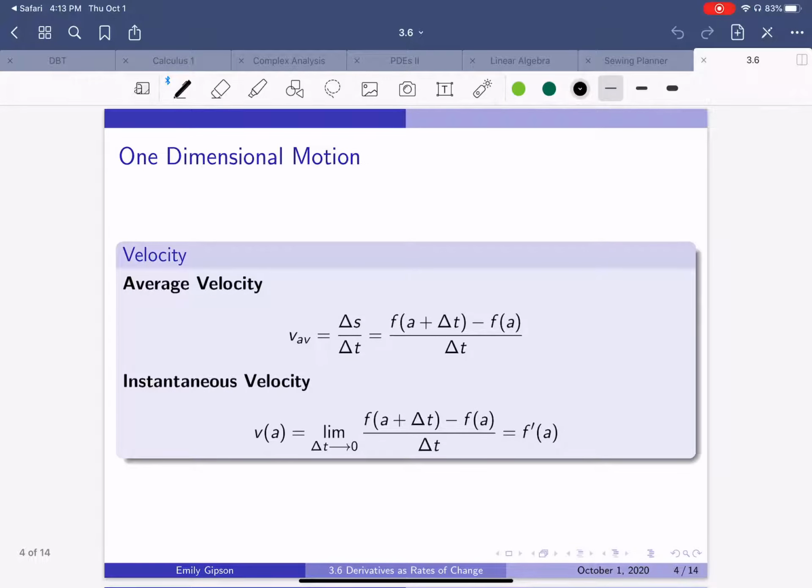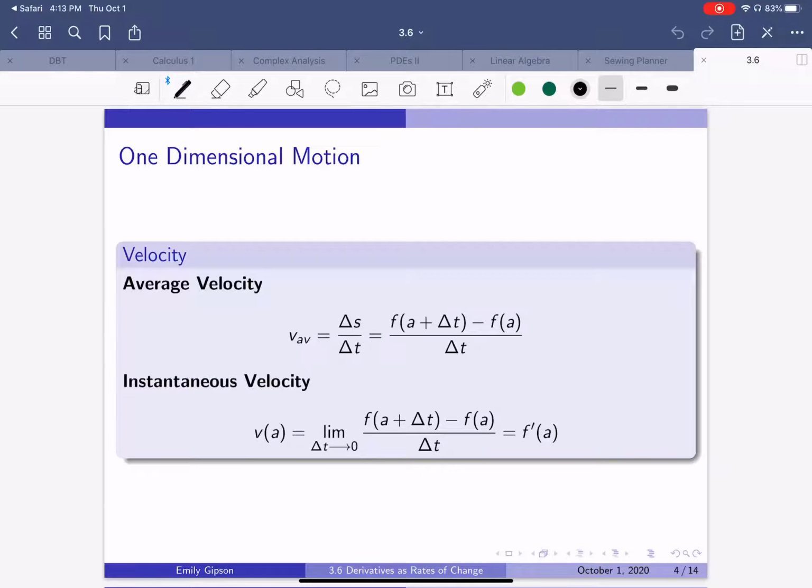So now we can talk about average velocity. And again, the average velocity is going to be the displacement over the time elapsed. So we have delta S over delta t, where delta t is elapsed time, and delta S is f of A plus delta t minus f of A. And we can find the instantaneous velocity by taking the limit as delta t goes to 0. And that's exactly what we do to get f prime of A, or the instantaneous velocity.